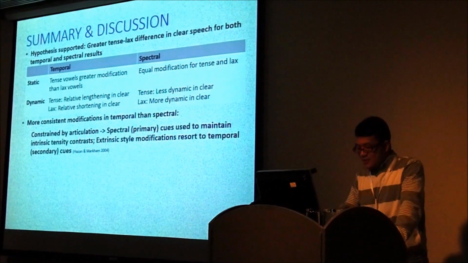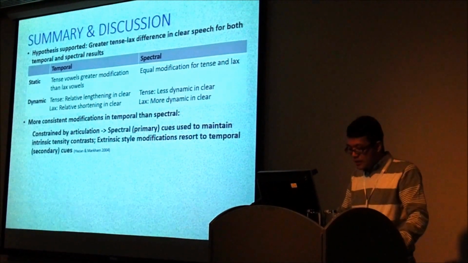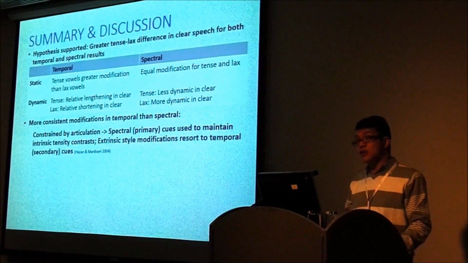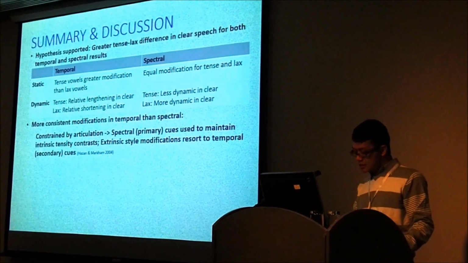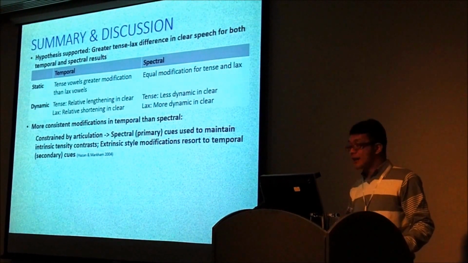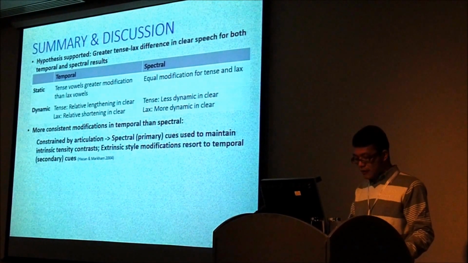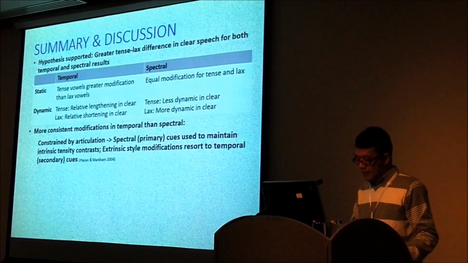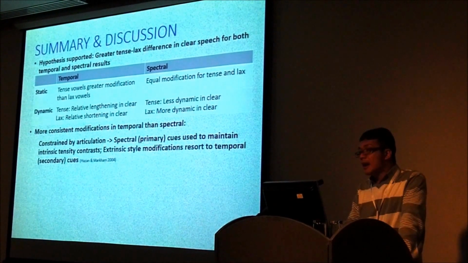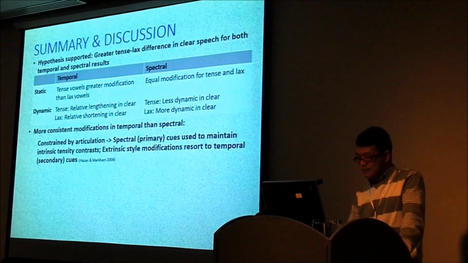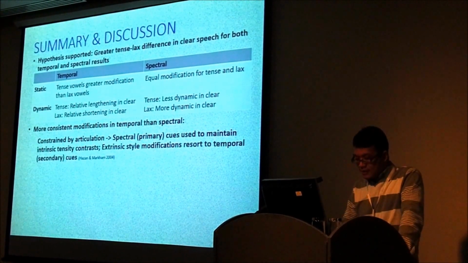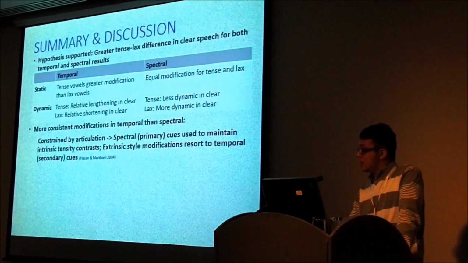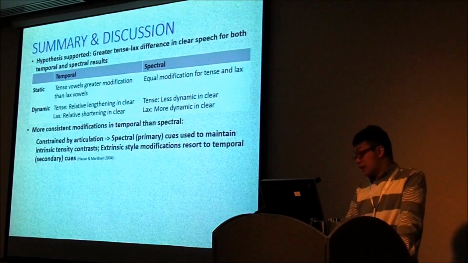So we think that when articulatory constraints limit the modifications of the primary spectral cues to English tense-lax distinction, on the one hand, the intrinsic tensity contrasts are still maintained across speaking styles. And it was especially clear from our vowel space results. And on the other hand, the extrinsic style modifications have to resort to secondary temporal cues to English tense-lax distinction.